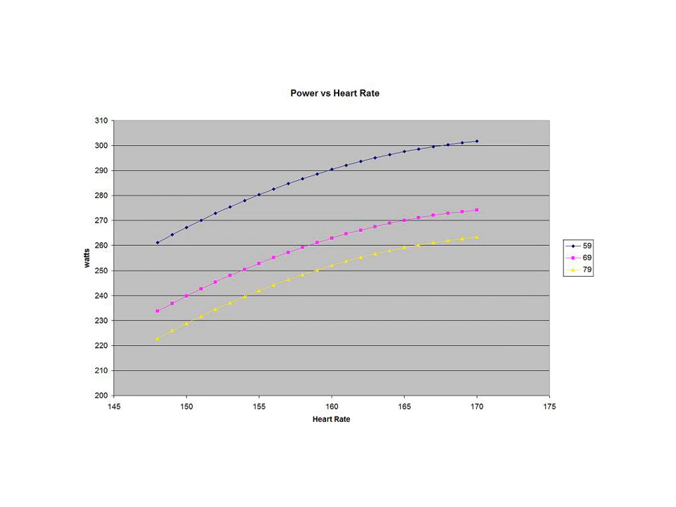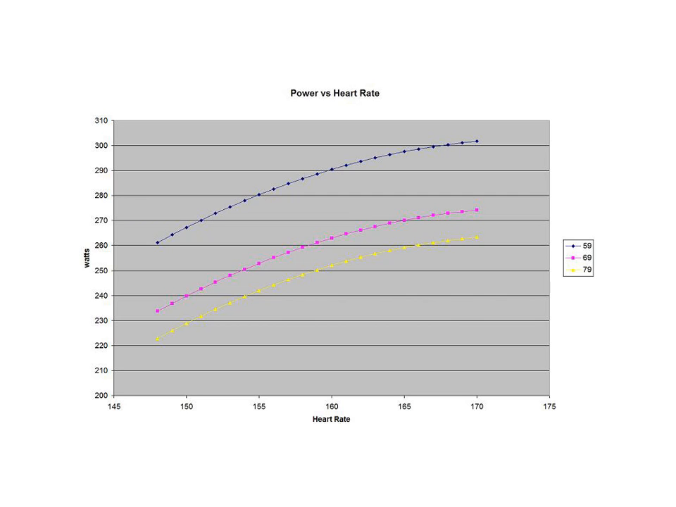We have three power versus heart rate curves. The lower one in yellow is at 79 RPM. The second one, magenta, is at 69 RPM. And the top one in blue is 59 RPM. The first thing you notice is that jumping down from 79 to 69, there's only about an 11 watt increase in power. But going from 69 down to 59, there's 27, maybe even 28 watts increase in power.